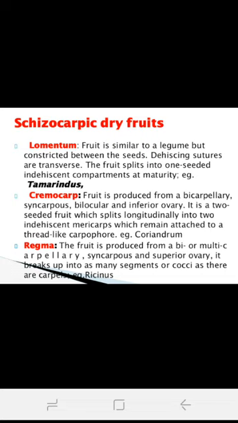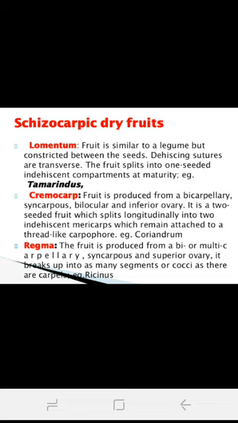Then another example is cremocarp, where the fruit develops from a bicarpellary syncarpous bilocular ovary. Inferior ovary is very important. A two-seeded fruit, and the fruit splits and forms two indehiscent mericarps. Two mericarps, small fruits attached by a thread called a carpophore. You know the fruit of coriander, and also the fruit of jeera. These have two lines, you can see, splitting open into two halves, that are two indehiscent mericarps.